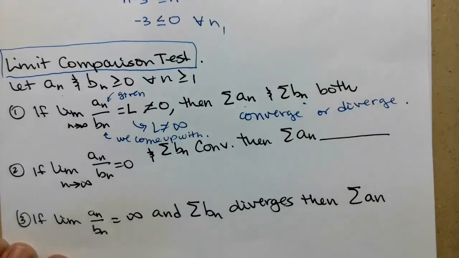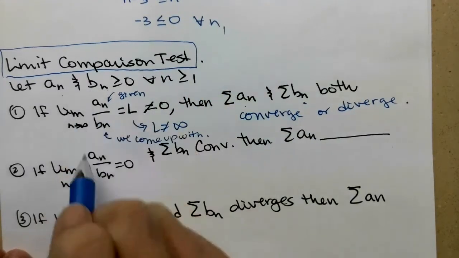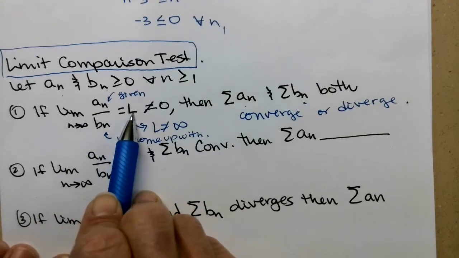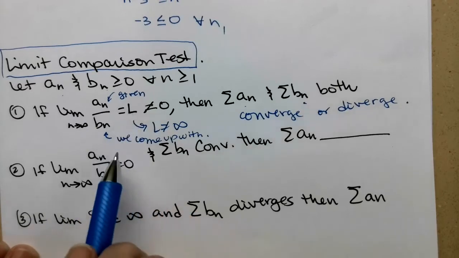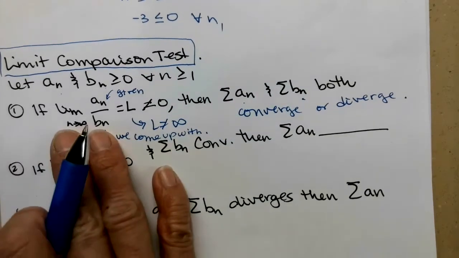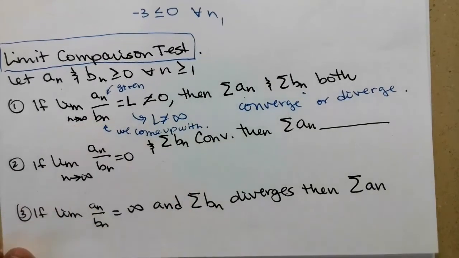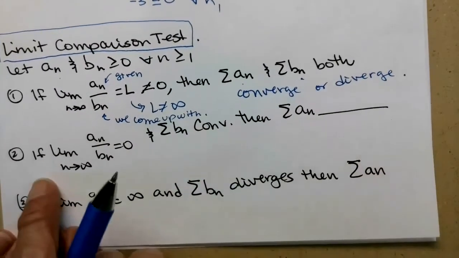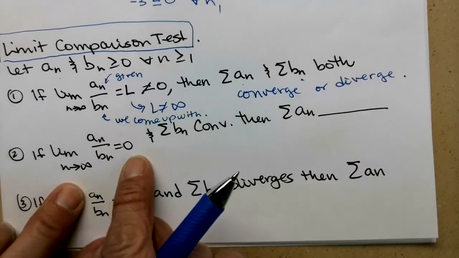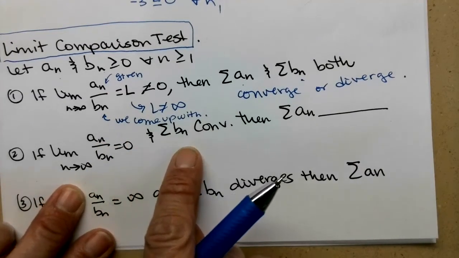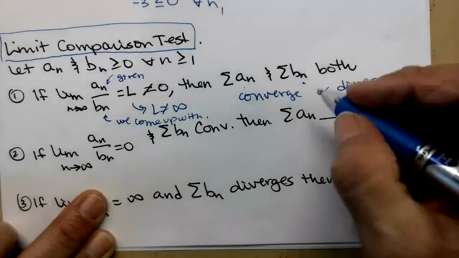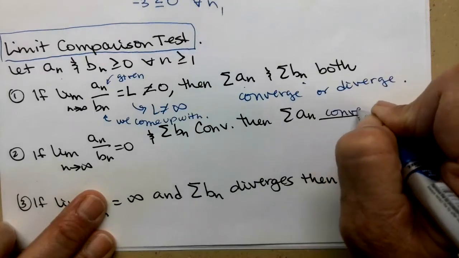And we're only going to come up with things that we know what happens. We're going to make a ratio, we're going to take a limit, we're going to hope it turns out to be something that's not 0 or infinity. And then if we know what happened to b, we'll know what happened to a. Okay, so that's the best case scenario. Still okay, but not as great: if we take the limit as n goes to infinity of a sub n over b sub n, and it equals 0, and if b sub n converges, then a sub n will also converge.